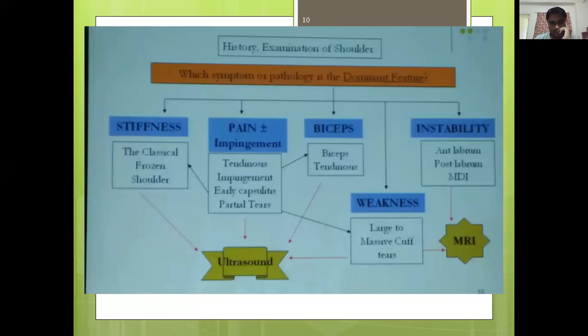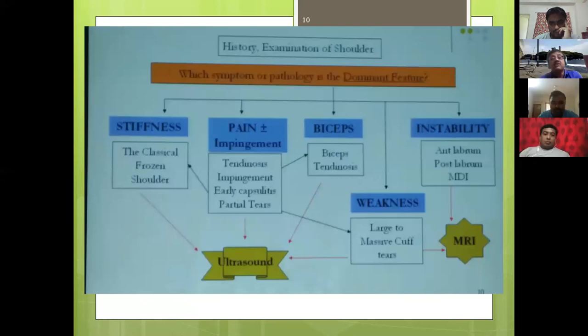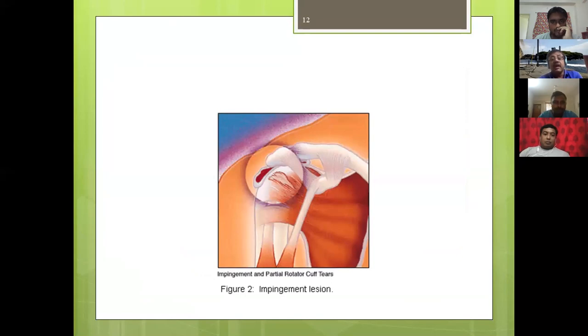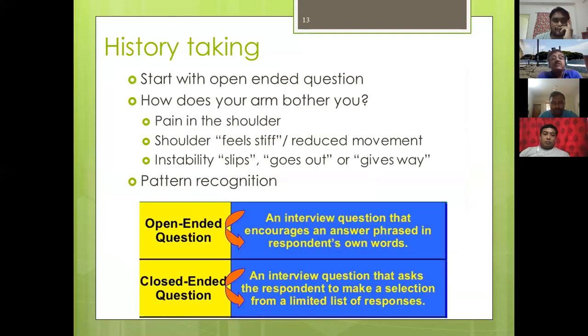And this is the simple chart of history and examination of the shoulder, and this is the anatomy. And now, history taking. When you take the history, start with an open-ended question. And what is an open-ended question? An interview question that encourages an answer phrased in the respondent's own words. And what is a closed-ended question? An interview question that asks the respondent to make a selection from a limited list of responses. So please start with an open-ended question.